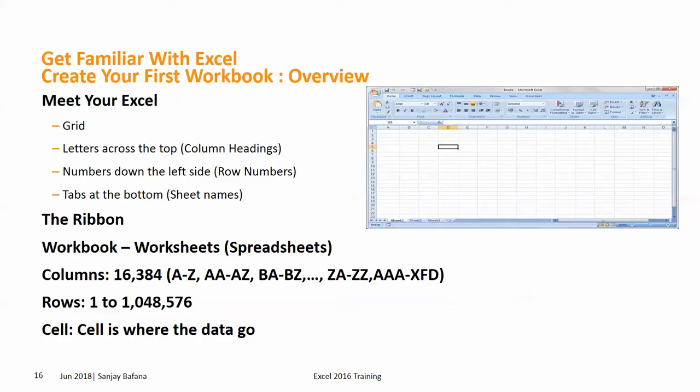Total number of rows, there are 1 million rows in an Excel file. So if you want to know how many cells there are, it's roughly 16,000 multiplied by 1 million, which is around 170 billion cells in your Excel file.